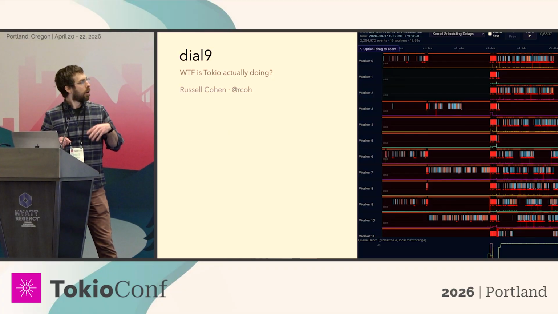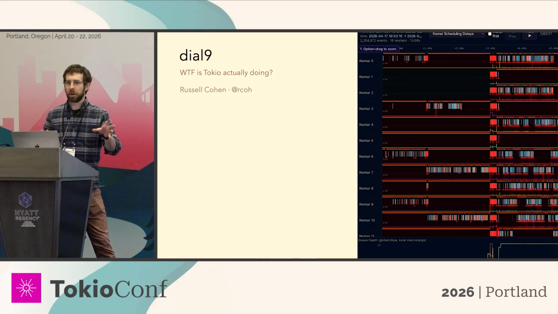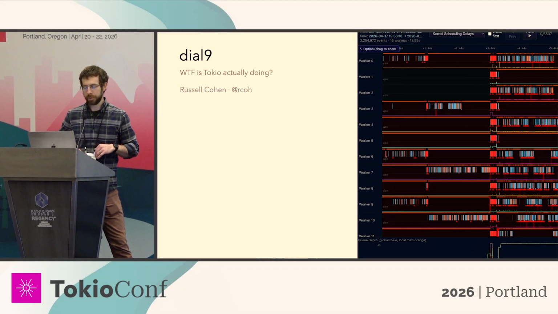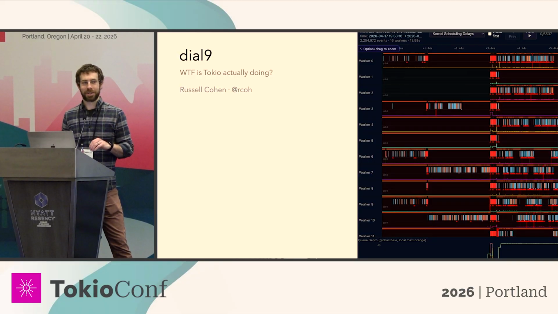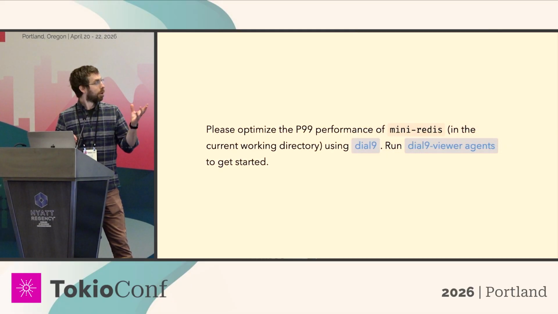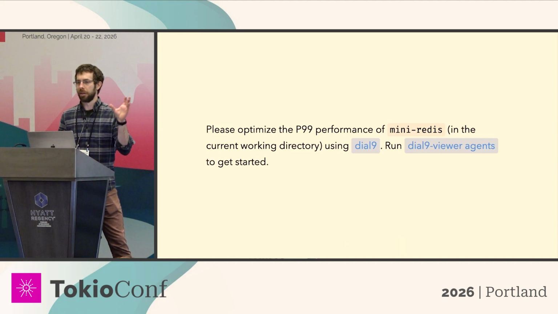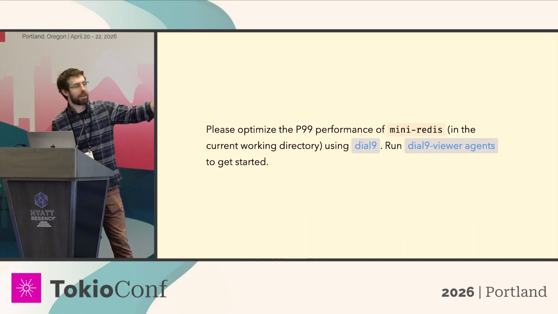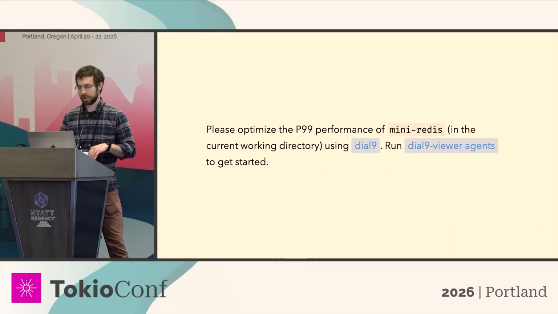So I know at the workshop yesterday, I don't know if they quite got to mini Redis, but there was going to be an exercise to debug a performance problem in mini Redis. So Carl told me about this, and I tried using dial9 to go find the problem. When we get to the end, I was going to do a live demo, but it seemed like too much hassle. Instead, I'll show you the actual output of asking dial9 with Claude to fix the P99 issues in mini Redis.